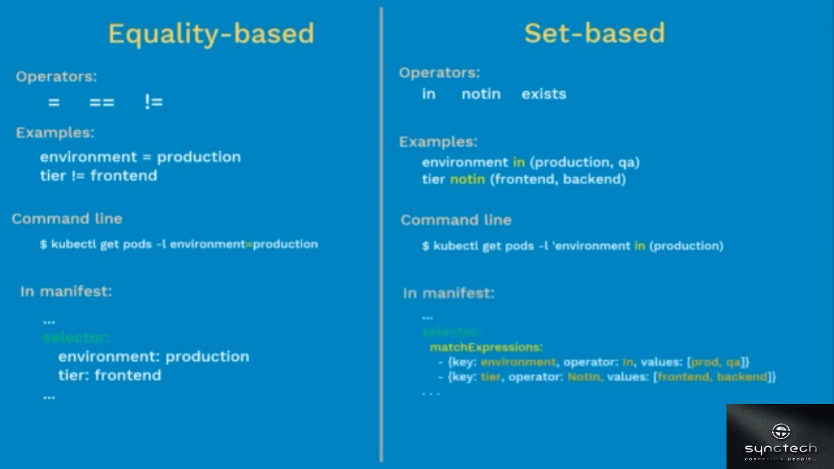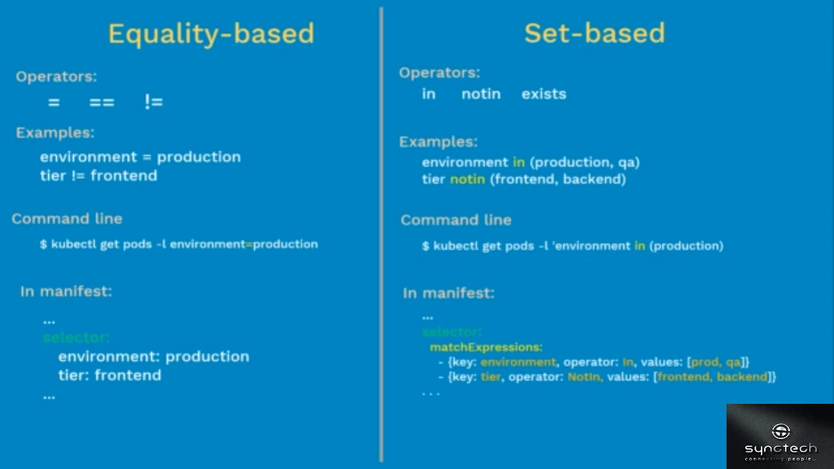On the other side, we have a slightly different approach. We have a keyword called matchExpressions under the selector. After that, we use key, operator, and values. If we take the first line item in the example, we are selecting all pods whose environment is prod and QA. And in the other one, we are selecting all pods whose tier is not frontend or backend. So these are the 2 different types of selectors.